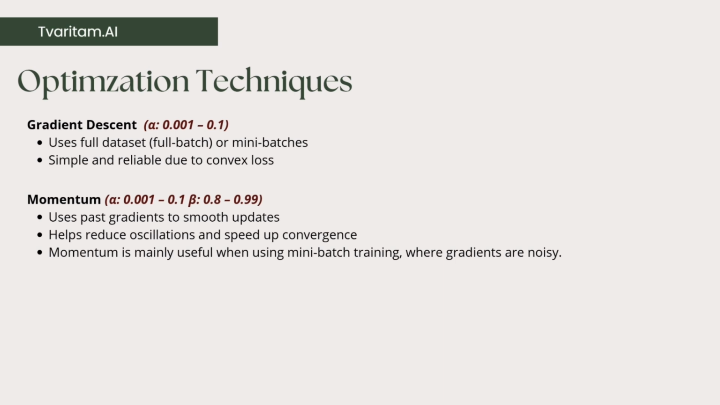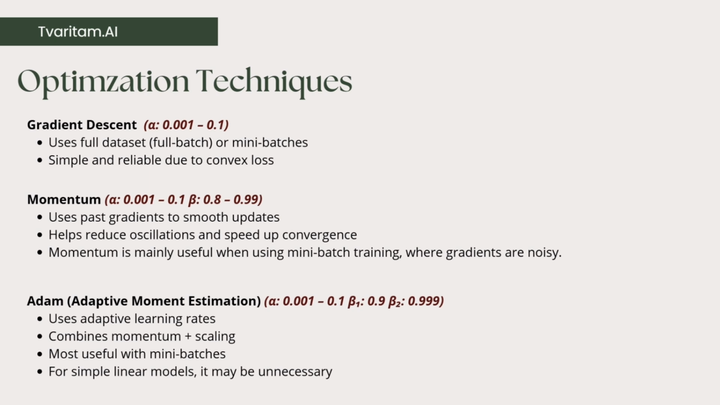There is an additional parameter called beta here, typically ranging between 0.8 and 0.99, that controls how much past gradients influence the current update.